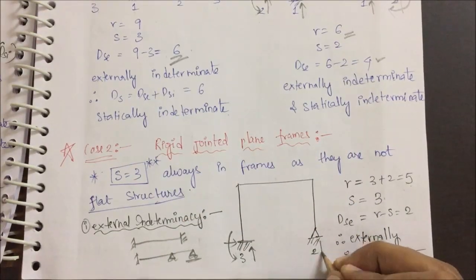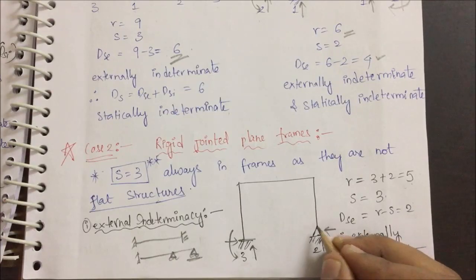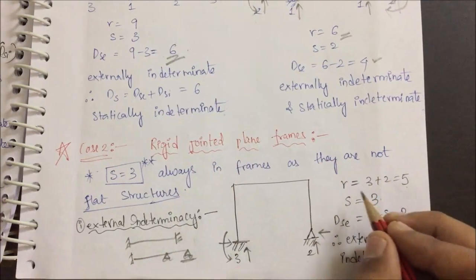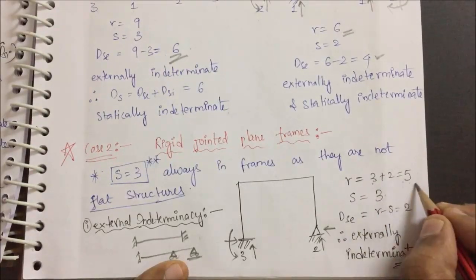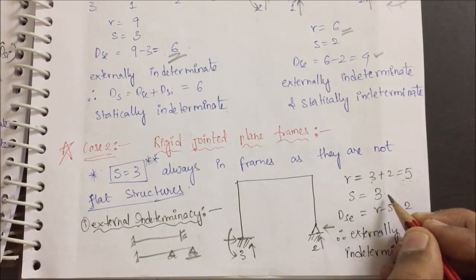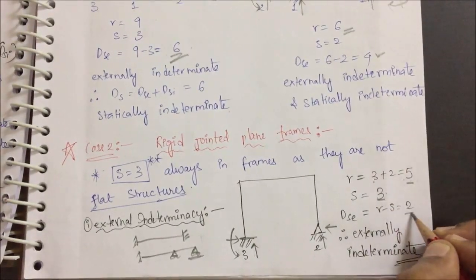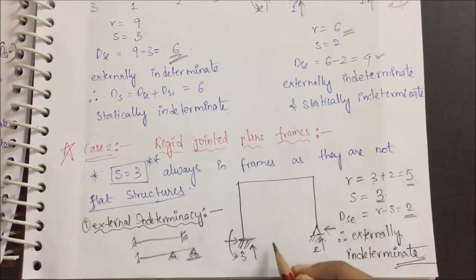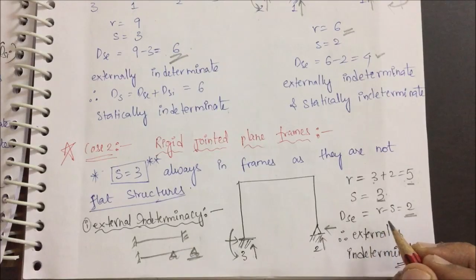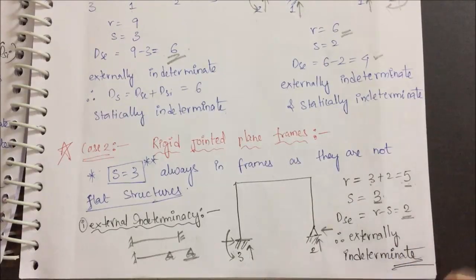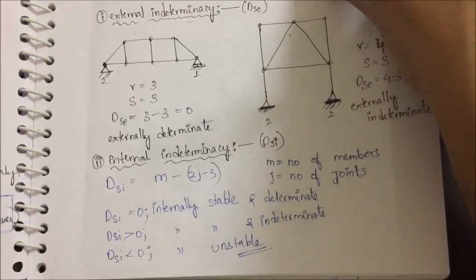Here I have a pin joint. I have a vertical reaction, I have a horizontal reaction, but there is no moment here, right? So the number of reactions is 2. So the total number of reactions I have is 3 plus 2, which is 5. And the number of equilibrium equations I have is 3. Therefore my Dsc is 5 minus 3, which is equal to 2. Therefore this structure is externally indeterminate, right? If your Dsc value is 0, then it is externally determinate. Fine. It is greater than 0, therefore it is externally indeterminate. Simple, right? Now let us see 2 more examples like that and then we will jump into internal indeterminacy.